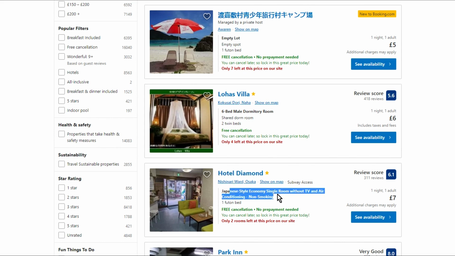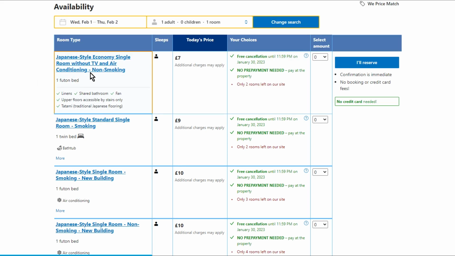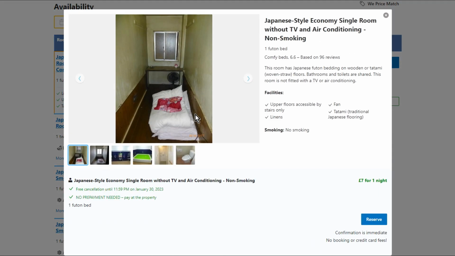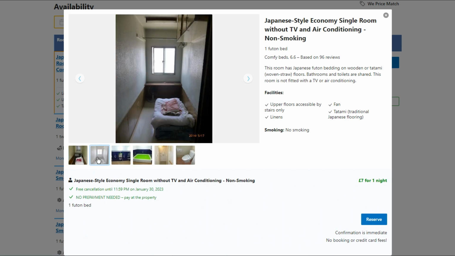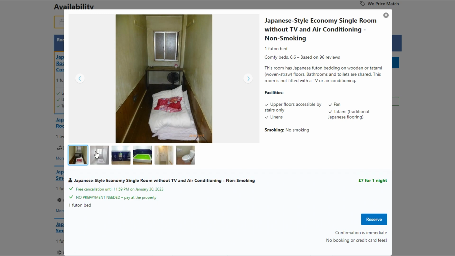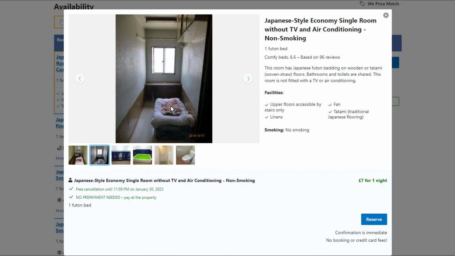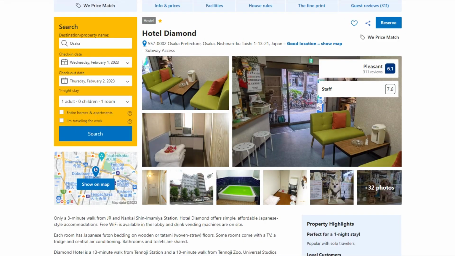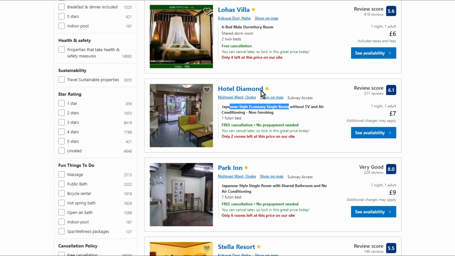Japanese style economy single room without TV. £7 a night. That's a kind of okay price, but is that just bedding on the floor? No mattress? Or is that a mattress? Yeah, you do get a mattress on the floor. No, I don't think so. I need to sleep comfy.